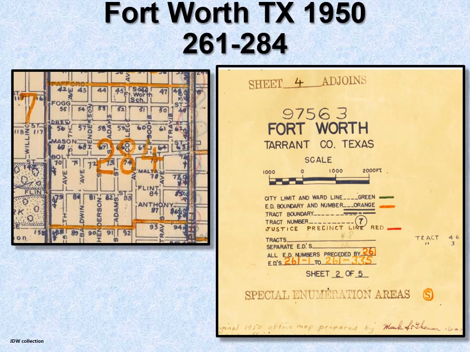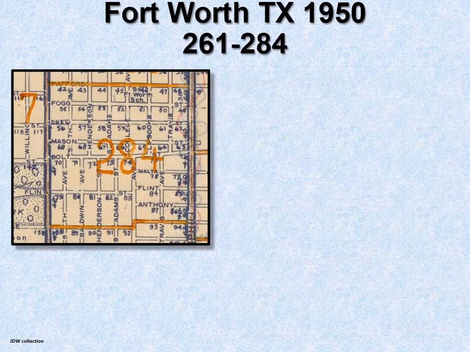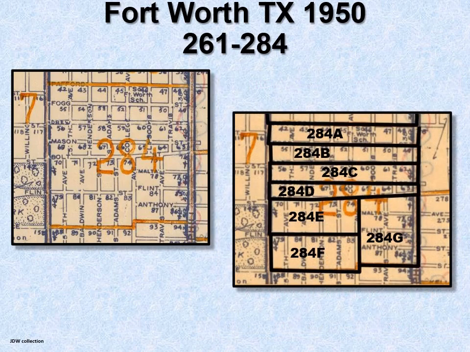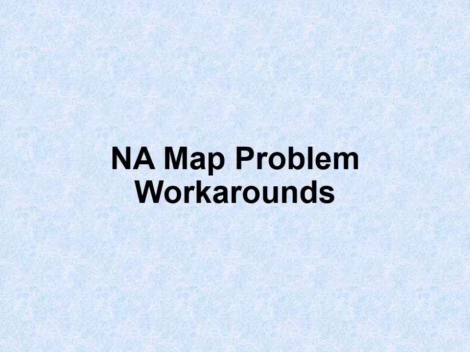In addition to that, so that's one problem with this map. The second problem is that this particular enumeration district was actually subdivided and split. And so it's split into 261-284A and then 261-284B, and there could be more than two splits, as you can see here. This was for a special project that involved school teachers as enumerators. So these maps do have problems, and I'm going to show you some workarounds.